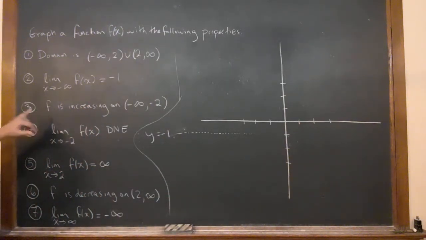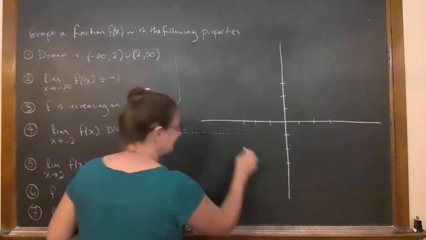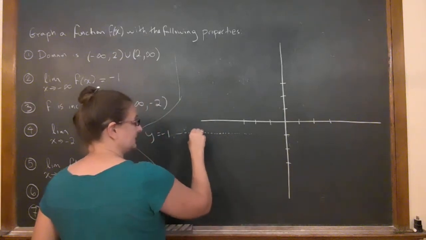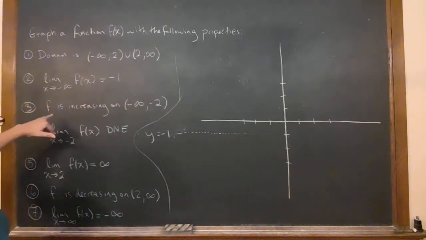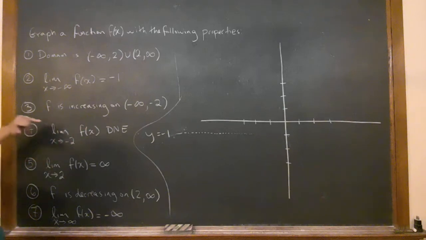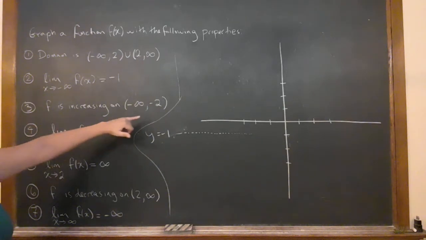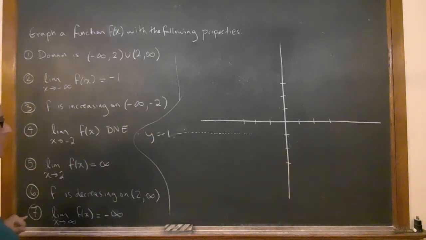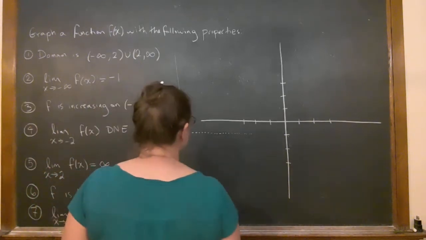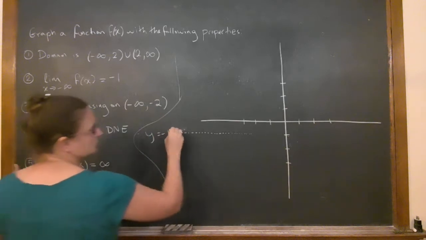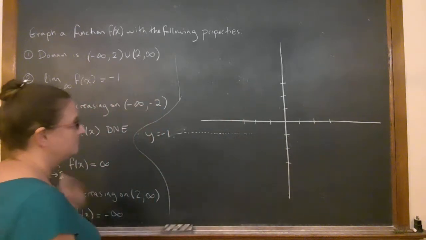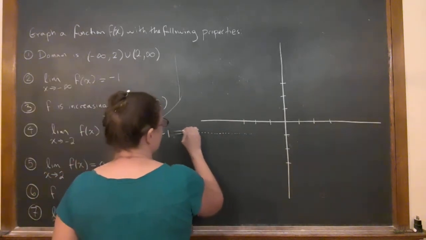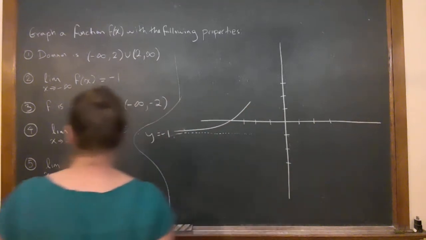Now the next thing it tells me is that f is increasing. So that's actually going to tell me more. Now I know I can't be going like this, and I can't be going in a little squiggle. I actually have to have a function that's increasing, and it has to be increasing all the way to negative 2. It doesn't tell me anything else, so I could just do this, right? Maybe that's what I want to do. So I can do it.